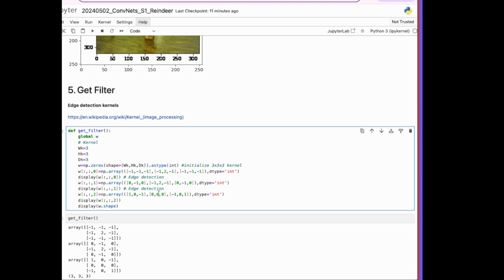B. Display 0. I'm going to get zeros here. I'm going to get an 8.